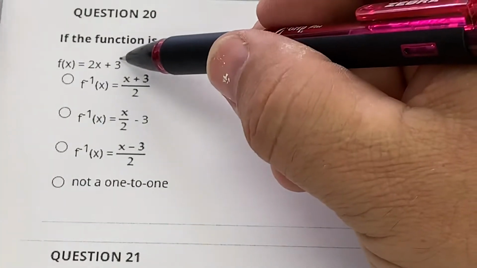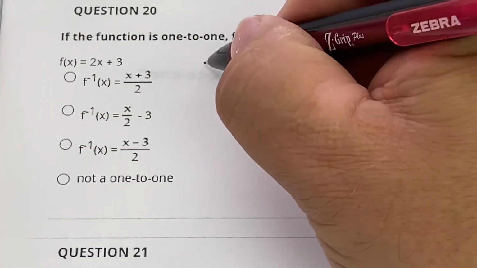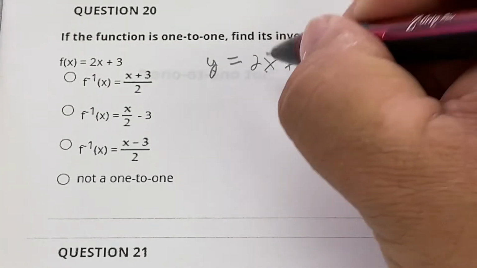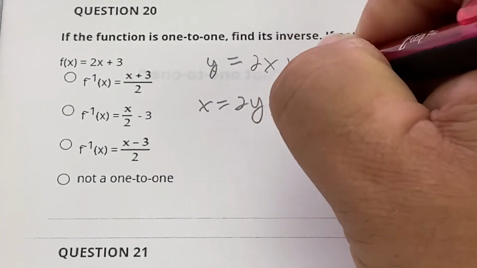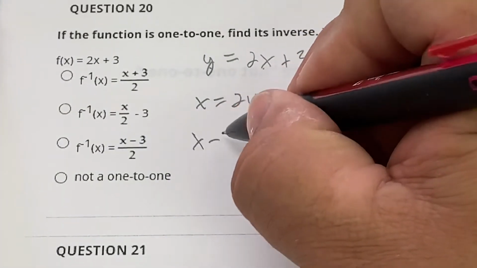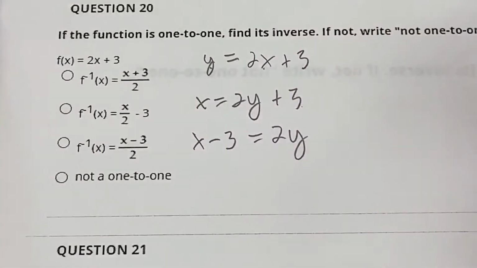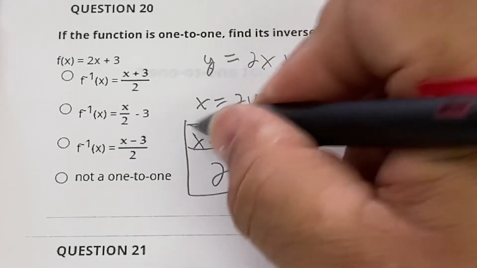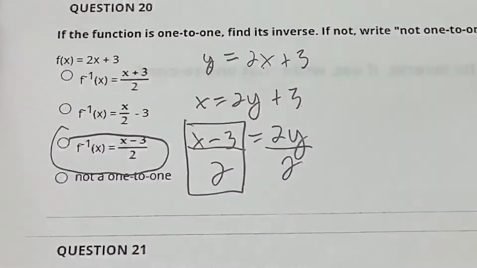All right, this is one-to-one, so I have to find the inverse. I'm not going to skip any steps. I'm going to rewrite it as y equals 2x plus 3. Then I flip-flop the x and y: x equals 2y plus 3. And then I solve it for y. So I subtract 3 from both sides. That's going to give me x minus 3 equals 2y. Then I divide both sides by 2. So that's going to give me (x minus 3) over 2, and that's choice C.